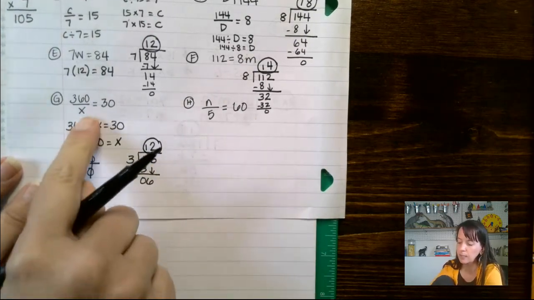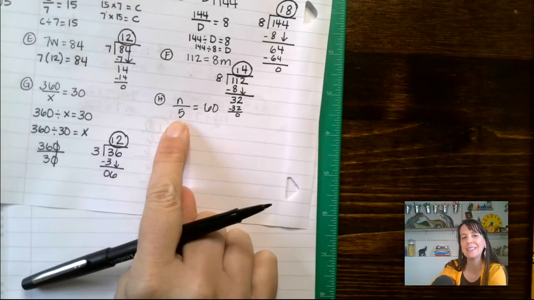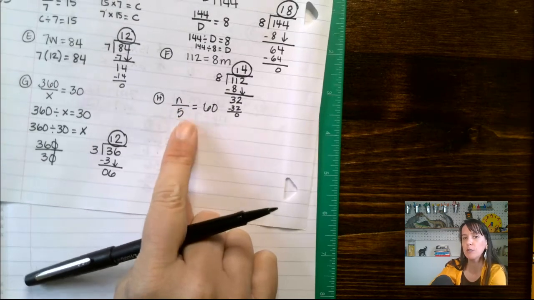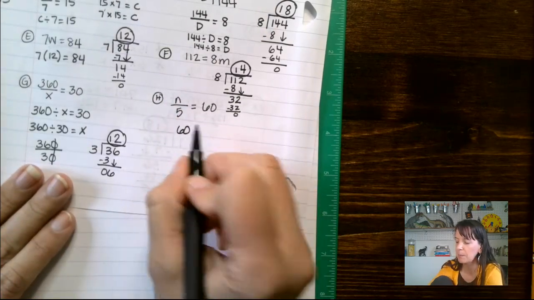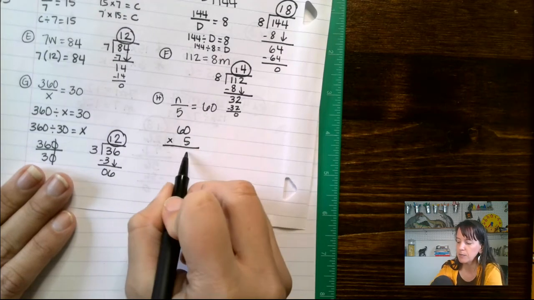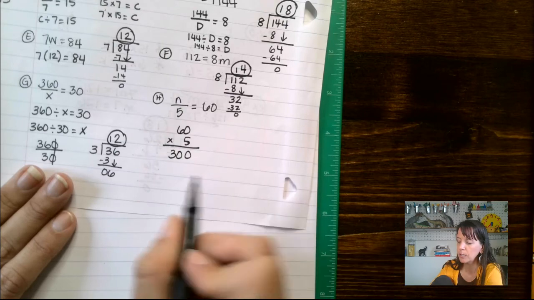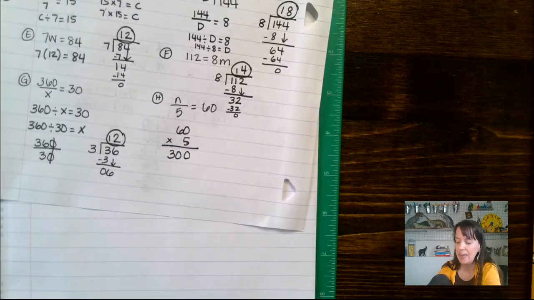So you'll see it started as a division problem, and we did a division. All right, this is a division problem, but the variable is not in the middle, so we're going to do the opposite. We're going to take 60, and we're going to multiply it by 5. 5 times 0 is 0. 5 times 6 is 30, so it's 30 with an extra 0 there. And that is your answer.